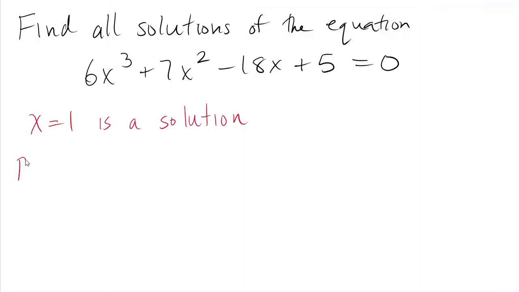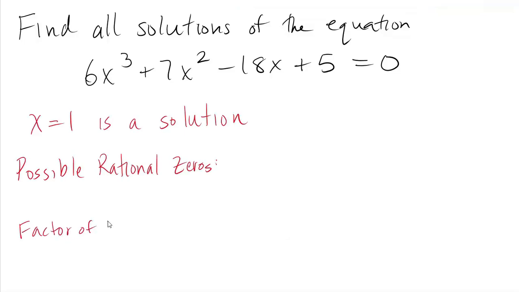So, what are the possible rational zeros? Well, any zero of this polynomial has to have a numerator that's a factor of 5, the constant term. And the only factors of 5 are 1 and 5. The denominator has to be a factor of the leading coefficient, which is 6.